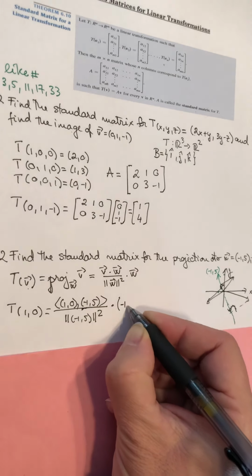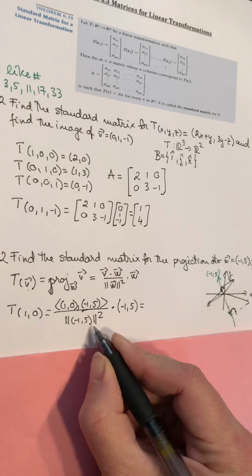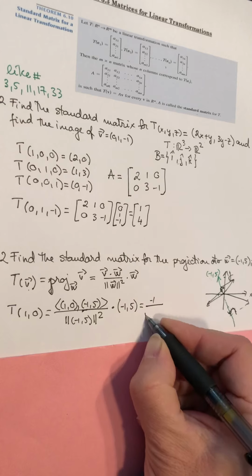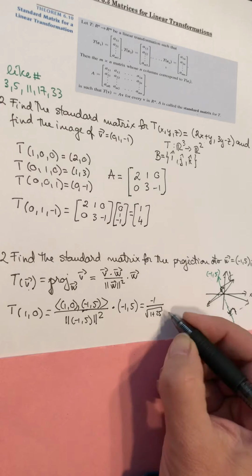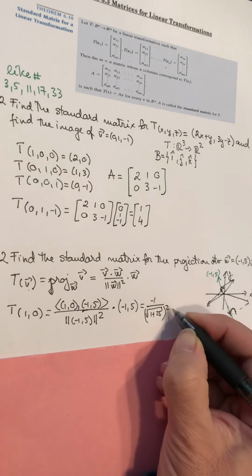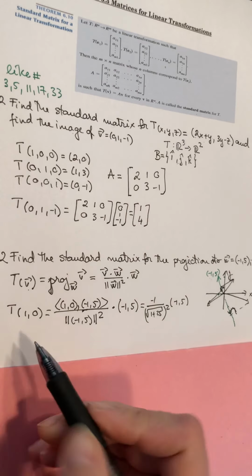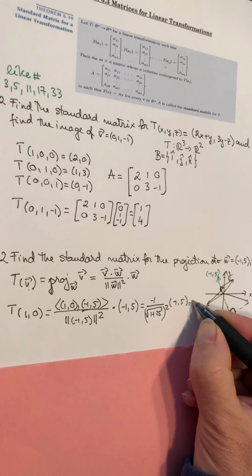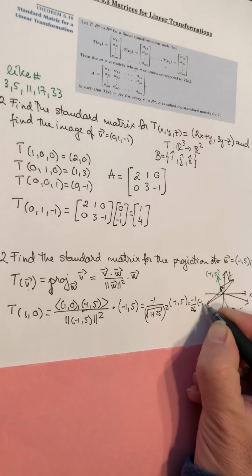I'm going to multiply it by negative 1, 5. So up here I have a scalar, down here I have a scalar. This is negative 1 divided by the square root of 1 squared plus 5 squared, squared. That's the magnitude of W squared, times negative 1, 5. So what happens to the image of 1, 0? Well, it gets sent to the vector negative 1 over 26 times negative 1, 5.